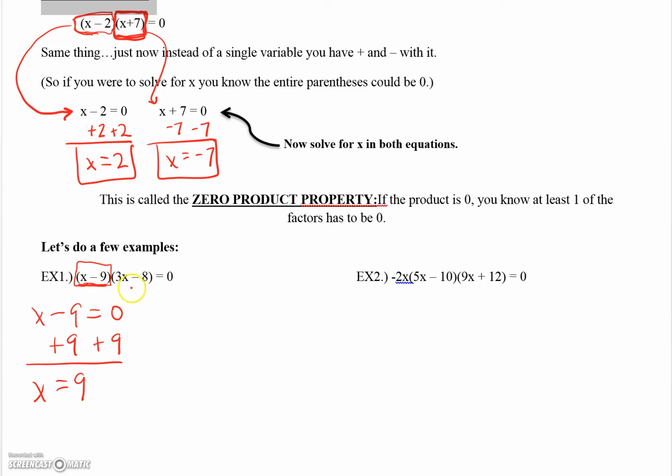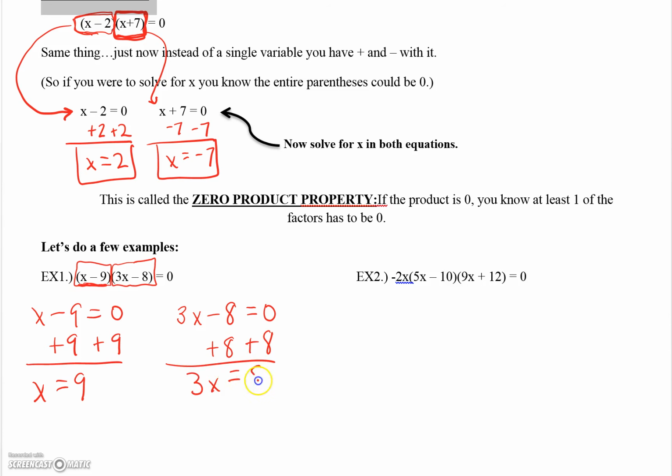Well, let's take a look at this next parenthesis. This could also be 0. So I'm going to make another equation: 3x minus 8 equals 0. And again, I'm going to solve for x.